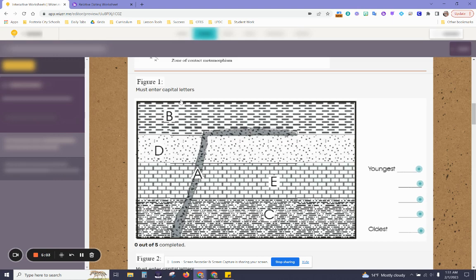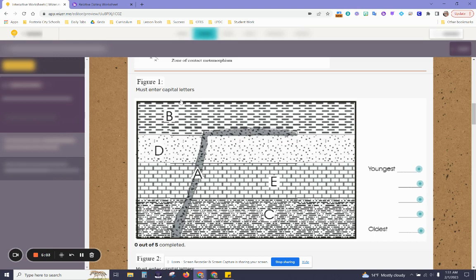I like to start with the oldest and work my way up to the youngest. I think it's easier to work that way when things cut across and all that. So you can start from the youngest at the top if you want to, down to the oldest, totally up to you. But I suggest you pause the video now, go work on Figure 1, and then come play the video again when you are ready.